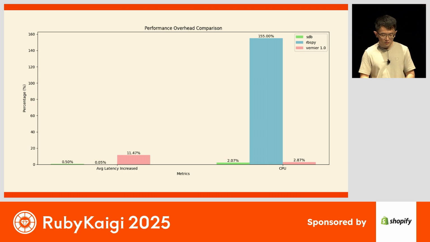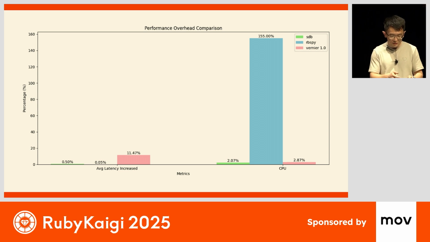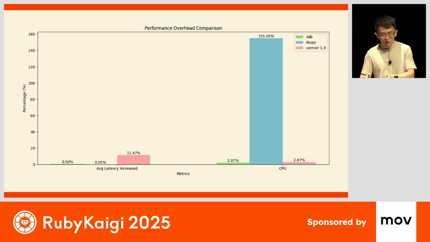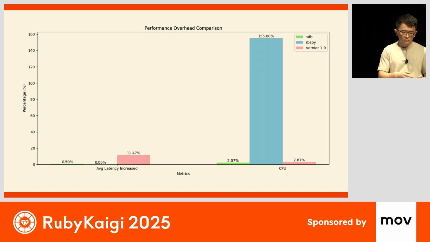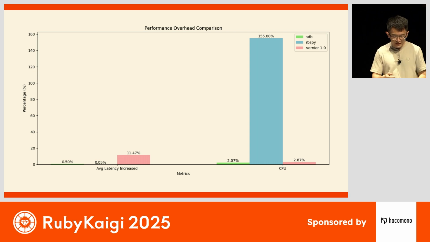And the blue bars represent rbspy. It doesn't increase our latency, but it uses a lot of CPU. I guess it may be because it needs to read memory from another process, and it may do a lot of work in its stack profiling. When we enable rbspy, it calculates dynamically, so it could cause a lot of CPU usage. And the next bars belong to vernier.